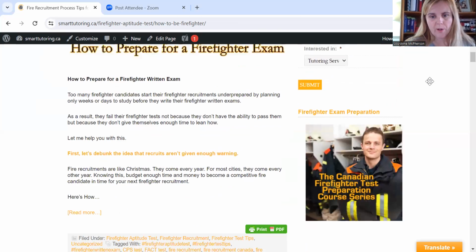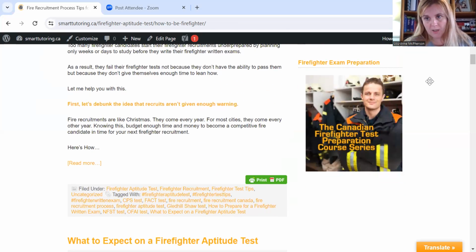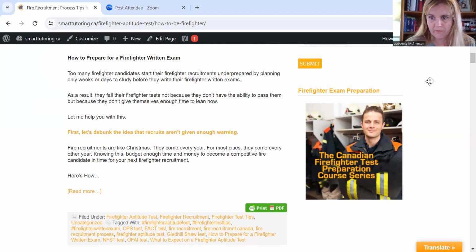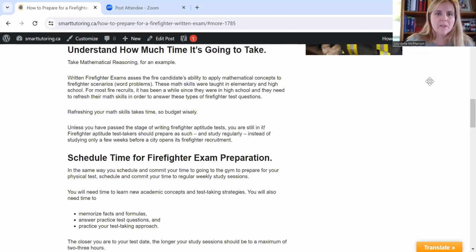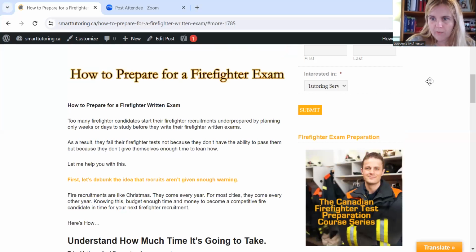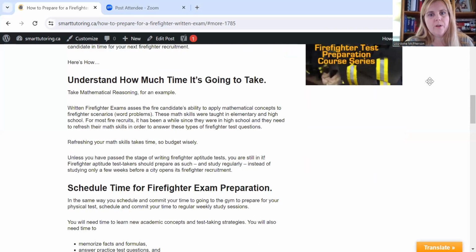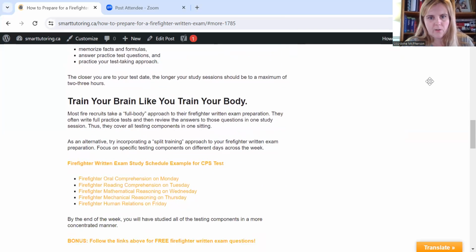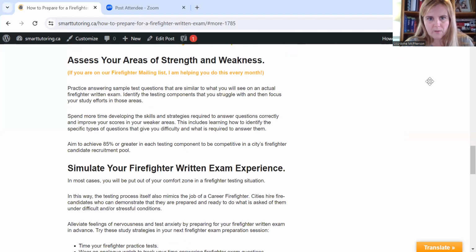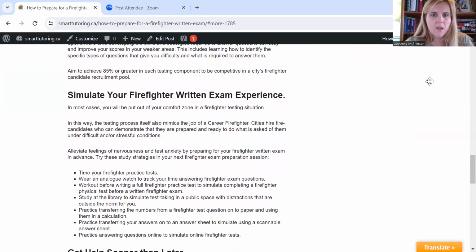And also you can print all of the blogs off for your personal use. So go ahead and take advantage of that feature. Okay, so now we're going to jump into the article, how to prepare for a firefighter written exam. And then I want to scroll down. There's lots of points here you can read on your own. And if you have questions about that, certainly ask me.